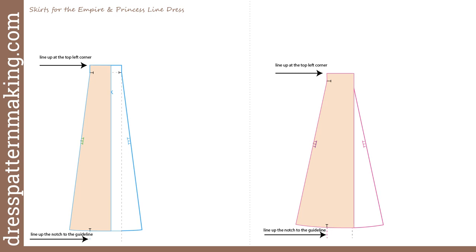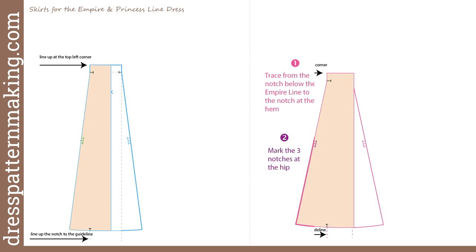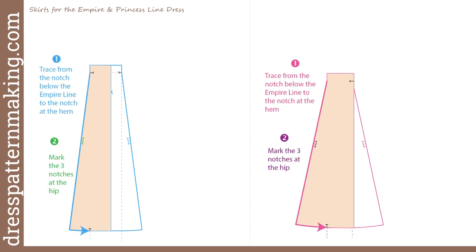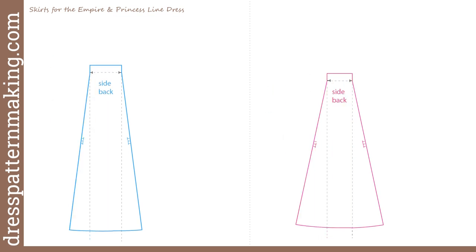So this is when you realise that it's important to have those notches clipped, not just drawn on the side that you now cannot see. So trace from the notch below the empire line to the notch at the hem, not forgetting to mark the 3 notches at the hip. So we end up with this. We have a complete pattern piece and the notches are marked at the hip.